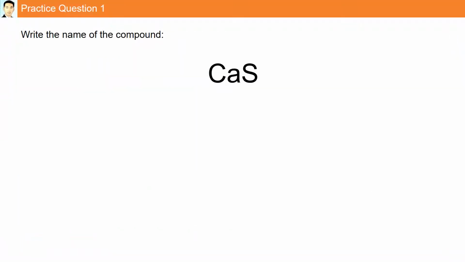Practice question 1. Write the name of the compound CaS. Here we have the first element is calcium and the second element is sulfur. So we will write the first element name as calcium, followed by the second element name with the ending IDE, sulfide.